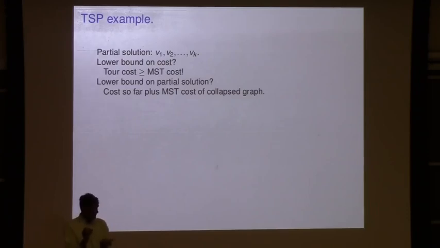It's just a lower bound. We know we're going to pay at least this much. We might pay much more. We might pay just that.